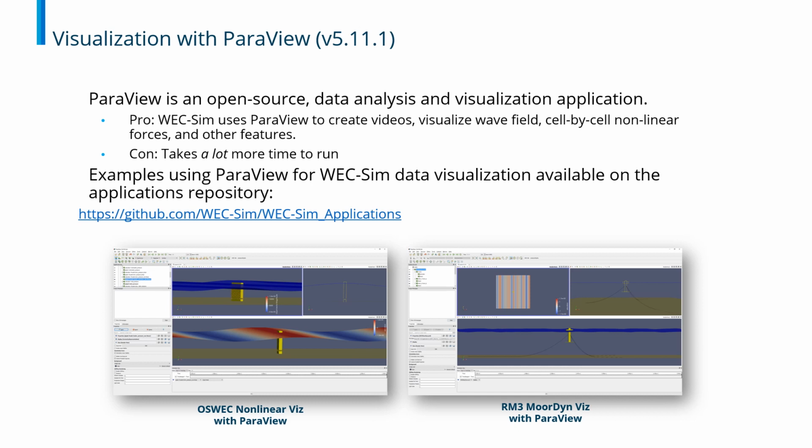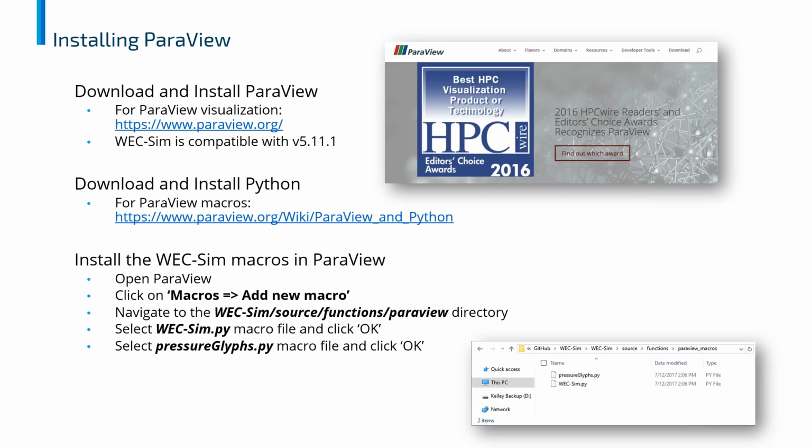Some examples using ParaView for WEC-Sim are available on our applications repository on GitHub. We have an example for the OSWEC with nonlinear forces and the ARM3 with Mordyne. Because ParaView is a separate software from WEC-Sim, it needs to be downloaded and installed separately. So you can go to paraview.org to download the version 5.11.1.